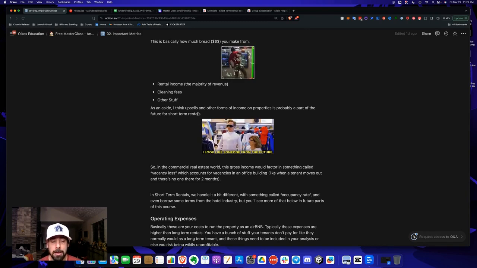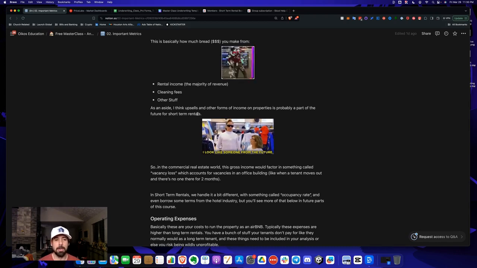Then there's other stuff. I actually think that some of the upsells and other offerings on properties are the future for short-term rentals, because there's not much room for us to go up with prices or cleaning fees. You've kind of maximized that. So really the only way is to acquire more properties, or on existing properties to creatively grow the way that you produce income. Think about, maybe you've got goats on a farm, so you sell goat milk, but it's an Airbnb. So you've got other forms of income coming in.